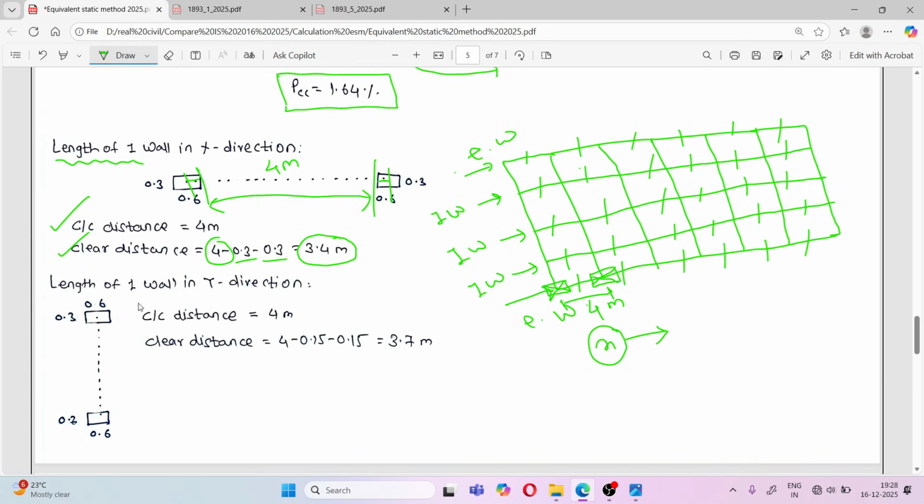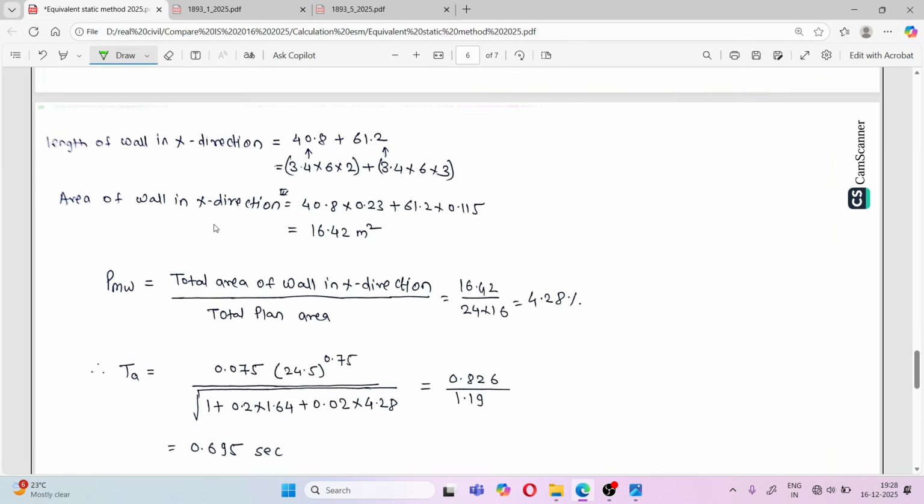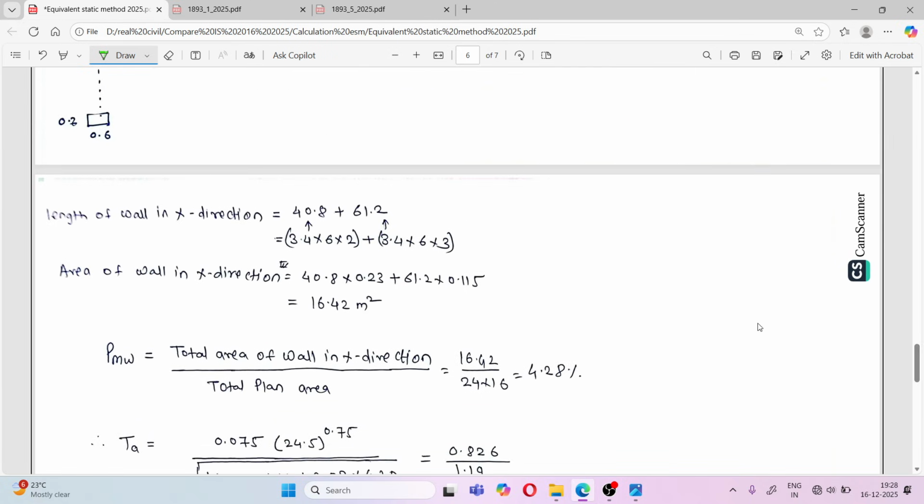Okay. And next, y direction we are not going to calculate here. Similarly, you can calculate it. So we know the length of wall in x direction. So 3.4 meter is in one bay.